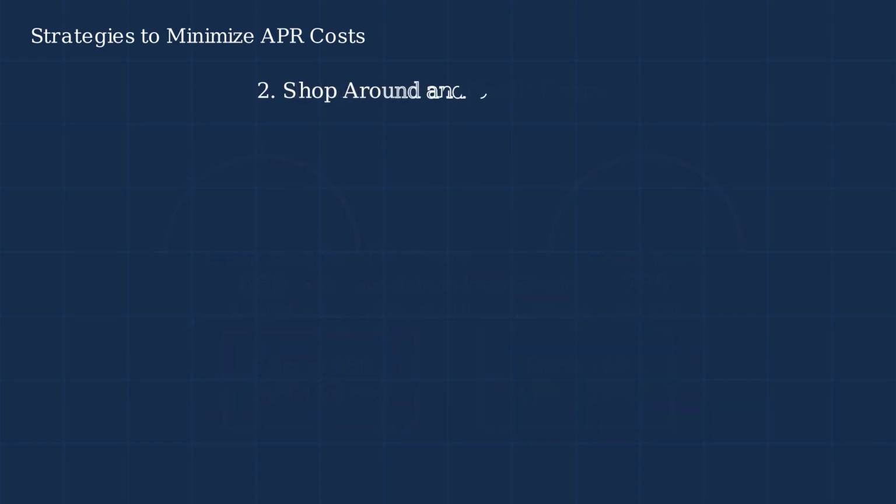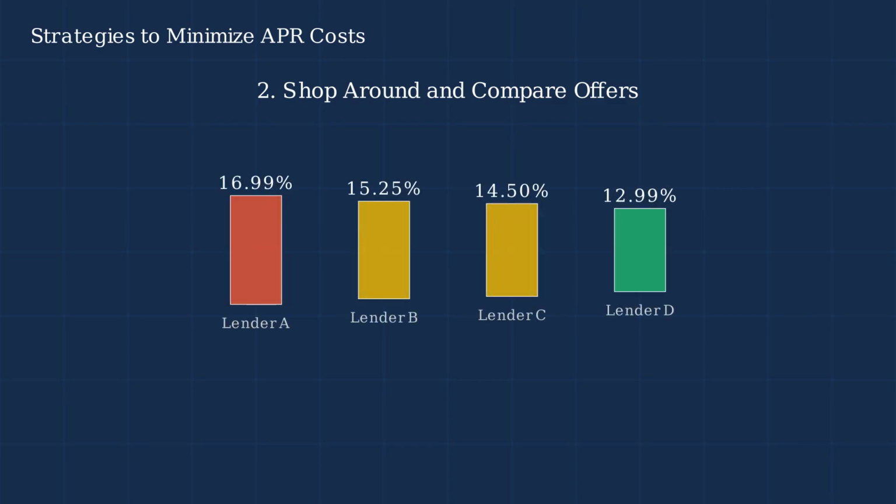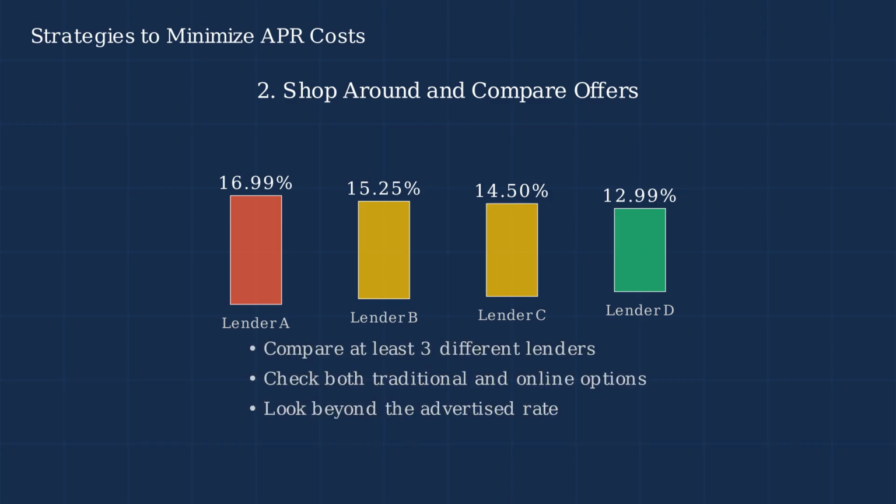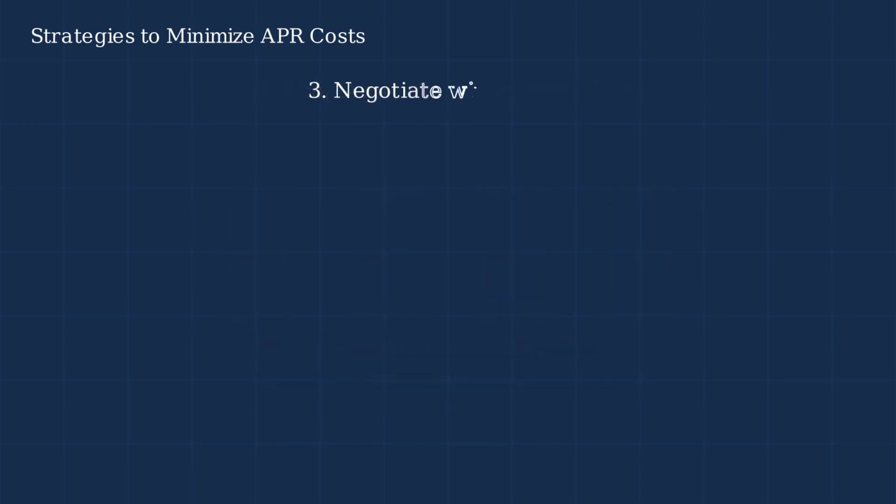The second strategy is to shop around and compare offers from multiple lenders. Different lenders offer significantly different APRs for the same loan type and credit profile. Be sure to compare at least 3 different lenders, check both traditional and online options, and look beyond just the advertised rate. Our third strategy is to negotiate with lenders for better rates, especially if you have good credit.